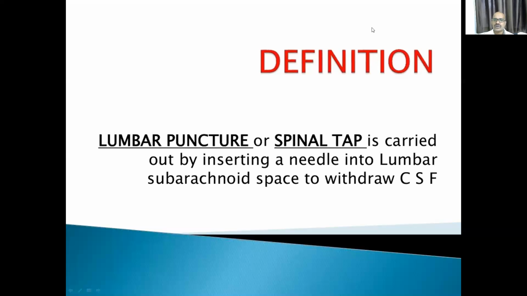It is formed by the choroid plexus in the ventricles: the lateral ventricle, the third ventricle, and the fourth ventricle of the brain. The cerebrospinal fluid is present in the ventricles of the brain, in the spinal canal, and in the subarachnoid space.